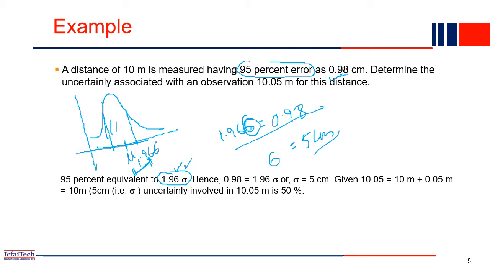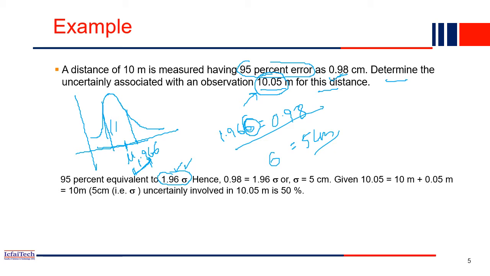Okay, now what is the question? Determine the uncertainty associated with the observation of 10.05 meter for this distance. So the same measurement, now another measurement you have taken, and you observe the distance is 10.05 meter. So how accurate is it? That is what we have to find out.